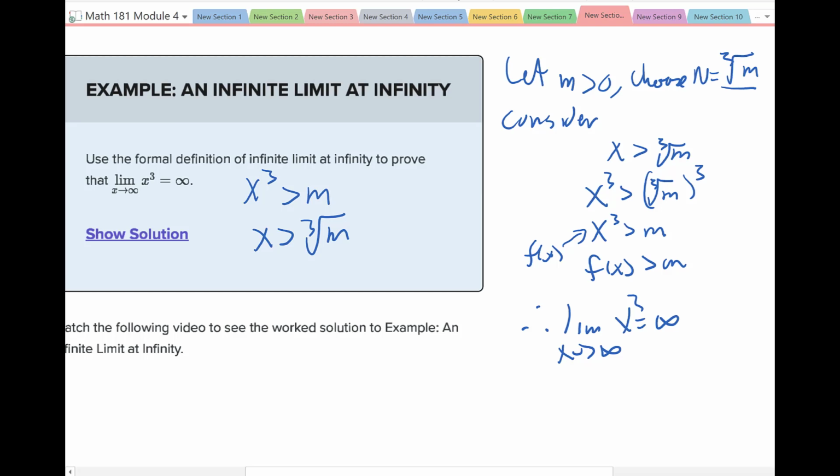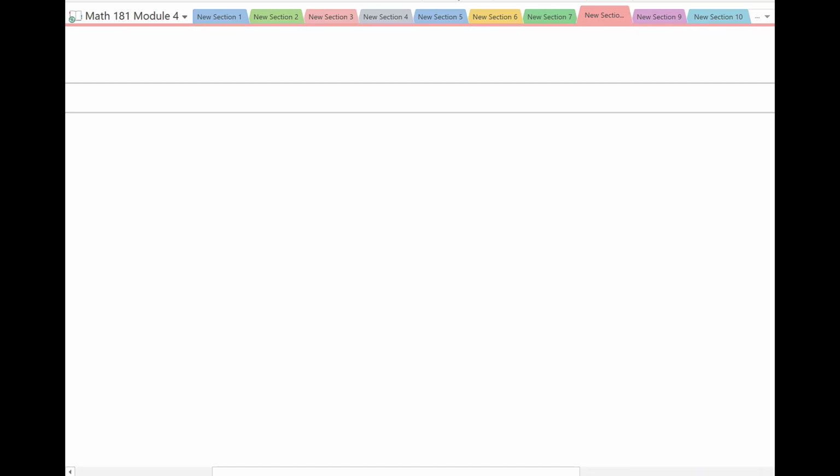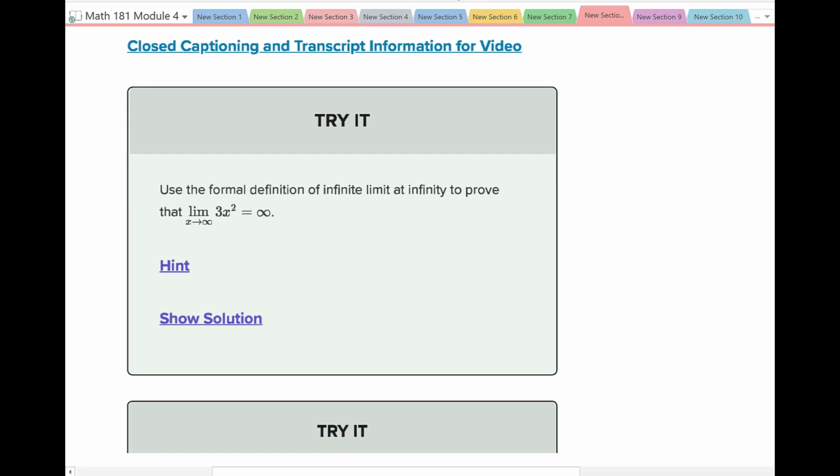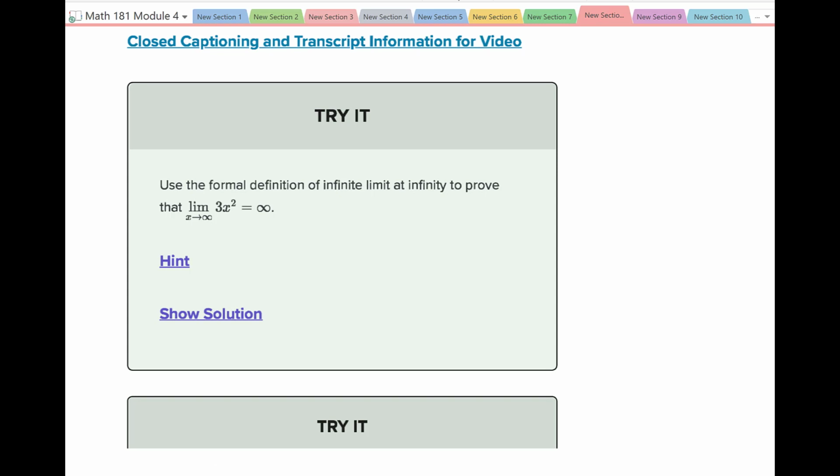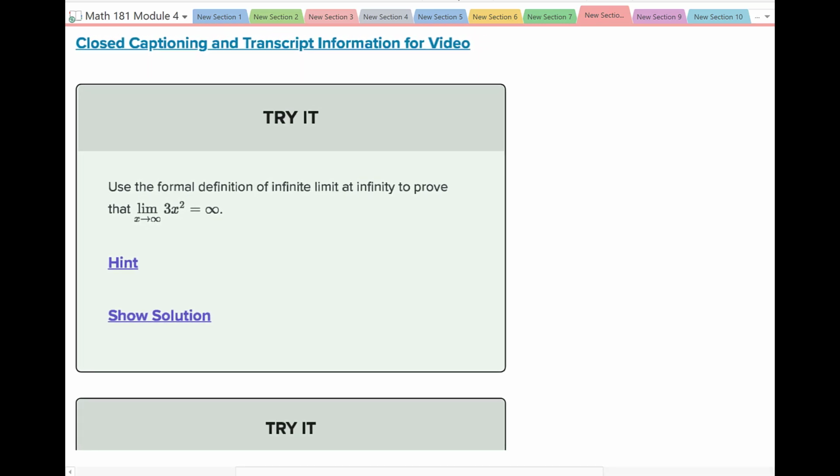Okay, let's see here. We have a couple more examples to go. It says use the formal definition of the infinite limit at infinity to prove that the limit as x approaches infinity of 3x squared equals infinity. So again, we're going to be doing that side work over here. The side work would be that this f of x is 3x squared. We make that greater than m. And then we can divide by 3, so x squared is greater than m over 3, and x is greater than, I should say, the square root of m over 3.